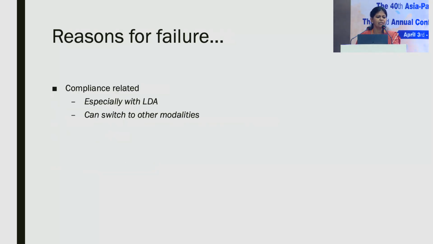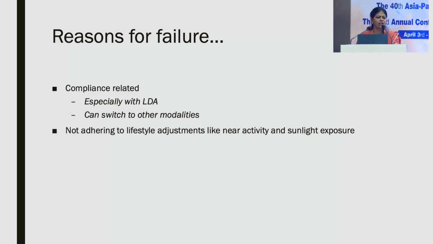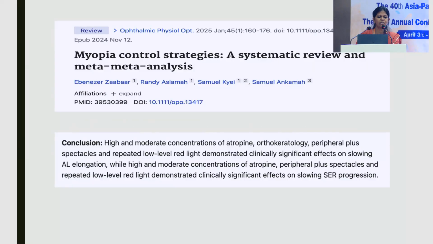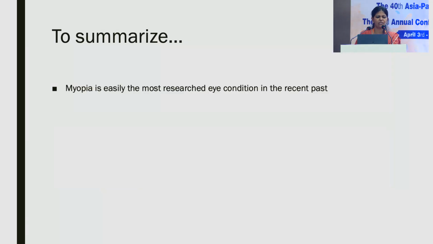The first reason for failure is compliance, especially with LDA. You can switch to other modalities. Not adhering to lifestyle adjustments like near activity and sunlight exposure despite using the myopia control measure is another reason for failure. Ethnic reasons and genetic predisposition can be a factor, but sometimes we don't know why children don't respond. So this is a very good systematic review and meta-analysis which everybody can go through to form guidelines on how to treat these patients. To summarize, myopia is easily the most researched eye condition in children in the recent past.